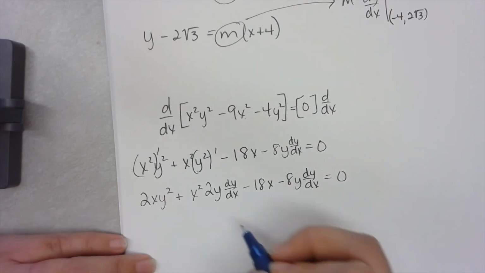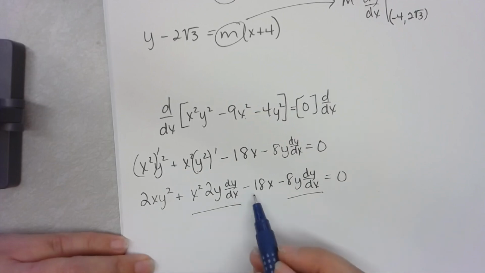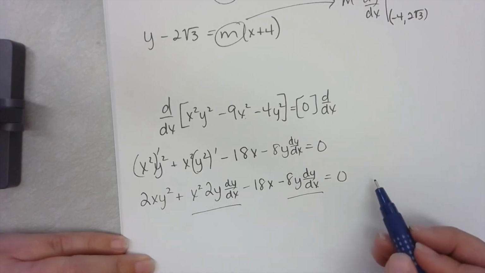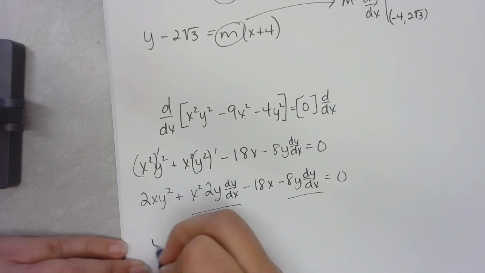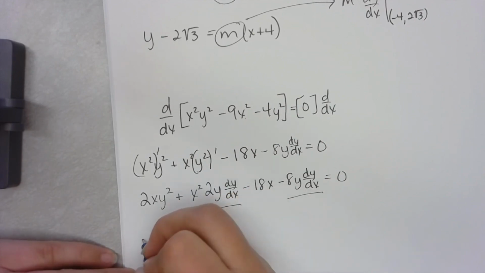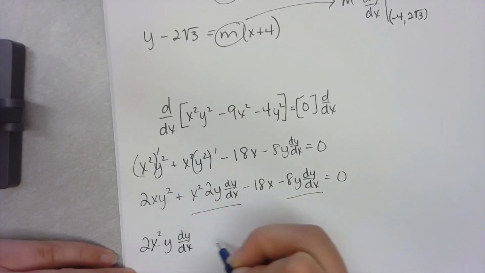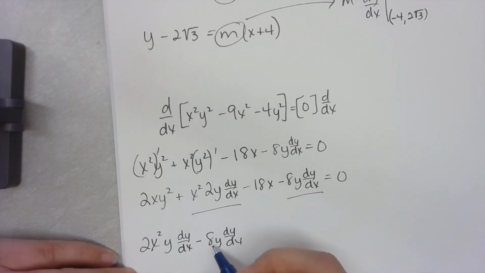All right, so my dy/dx terms are here and here. So I'm going to move these two non-dy/dx terms to over here. I'm going to rearrange this one and write 2x squared y, because I don't like them mixed together, and then minus 8y dy/dx. So these are the terms that have dy/dx, these two. I'm just writing them here.